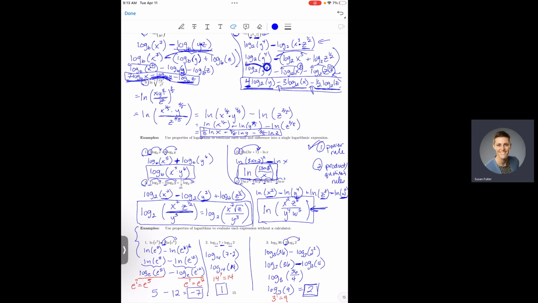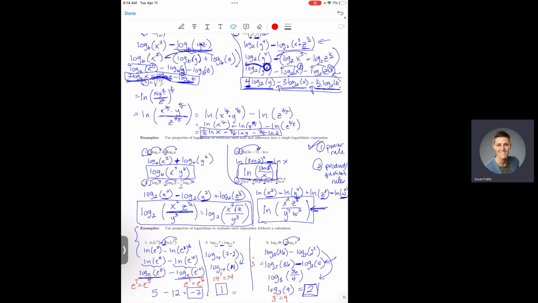I do just want to mention here, so here with 2 and 3, I combined all the way to a single log before I evaluated. And in number 1 here, I didn't combine into a single log before I evaluated. I evaluated here beforehand. You can really do either one if you can. If I had tried to evaluate here, log base 3 of 36 and log base 3 of 4, I wouldn't have really been able to simplify each of these at all.